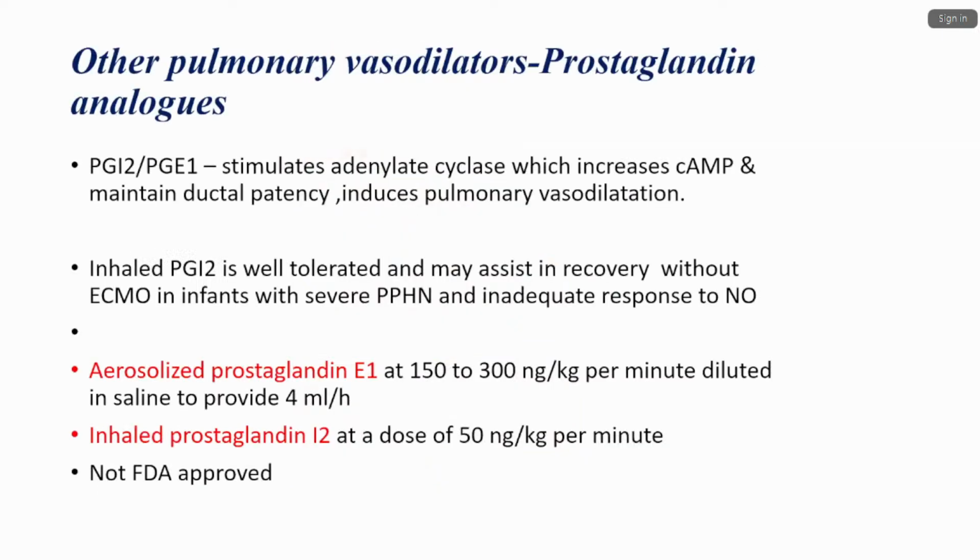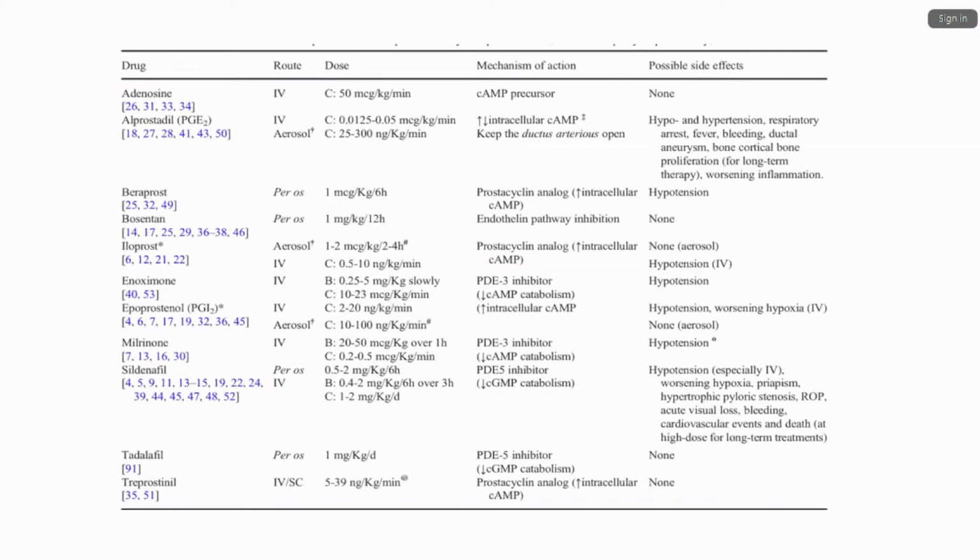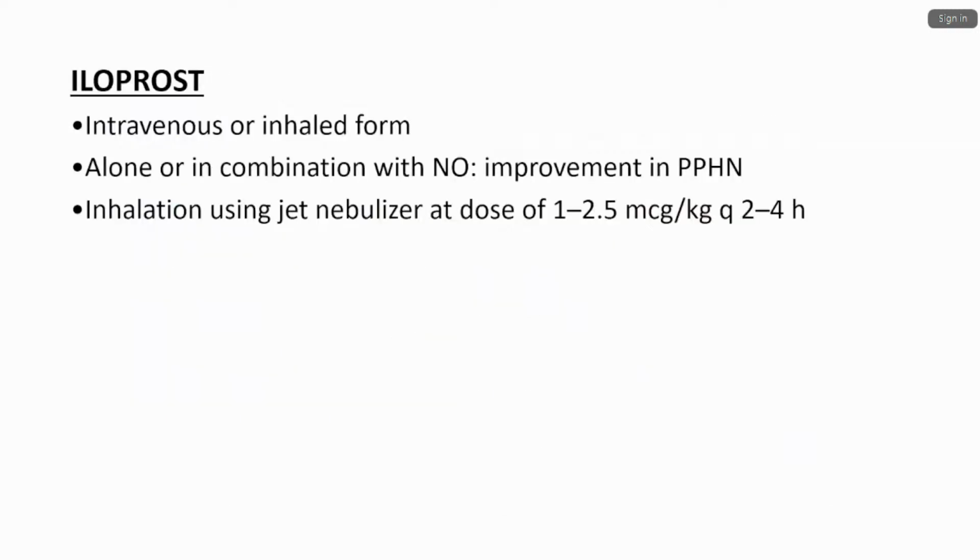So this is the same thing, other pulmonary vasodilators. Already I told PGI and PGE1. So these are the drugs which we have discussed, adenosine, alprostadil. Further, we'll discuss this. Then there are some others available like bosentan, iloprost, milrinone, sildenafil, tadalafil. So iloprost, it's available both in intravenous and inhaled form.